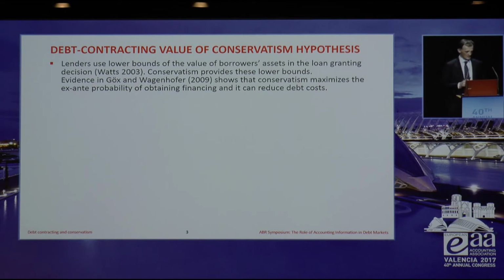What are the reasons for the debt contracting value of conservatism? The literature has put forth four explanations. First, lenders use lower bounds of the value of the assets of the borrower in the loan granting decision, and conservatism can supply these lower bounds. We have evidence by Alfred, for instance, in an analytical model that shows that conservatism maximizes the ex-ante probability of obtaining financing.